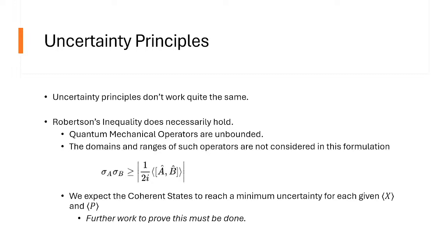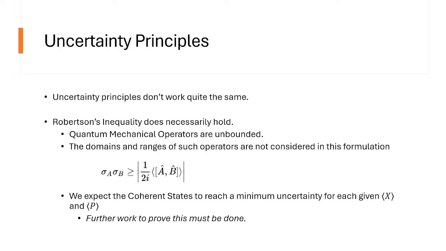The uncertainty principle doesn't quite work the same, and the reason why is because Robertson's inequality does not necessarily hold. So basically, in quantum mechanics, we have unbounded operators, like momentum and position. The eigenvalues of them go up to infinity, they can be arbitrarily large. As a result, the domains of these two operators might not be properly defined. So when you apply AB and then BA, they might not be in the same domain. You might get some weird stuff going on, and you might get functions that actually don't satisfy your boundary conditions. So as a result, Robertson's inequality is out.